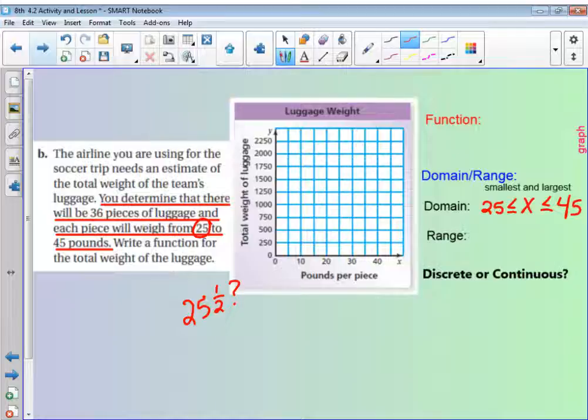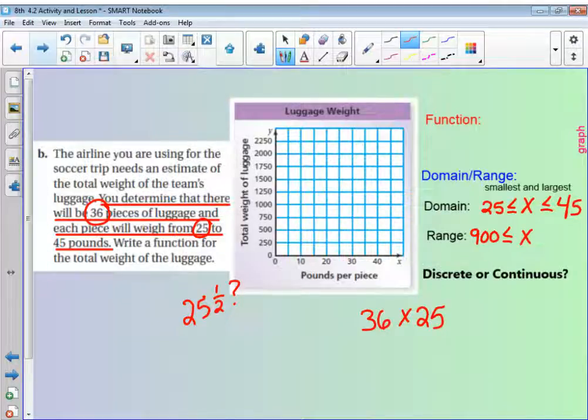Okay, so now we need our range numbers. If it was 36 pieces of luggage, what's the least amount that it could weigh? If we have 36 pieces of luggage that each weighed the minimum amount of 25 pounds, let's multiply that out. 36 times 25 is going to give us 900 pounds. So 900 pounds is the least that it's going to weigh.